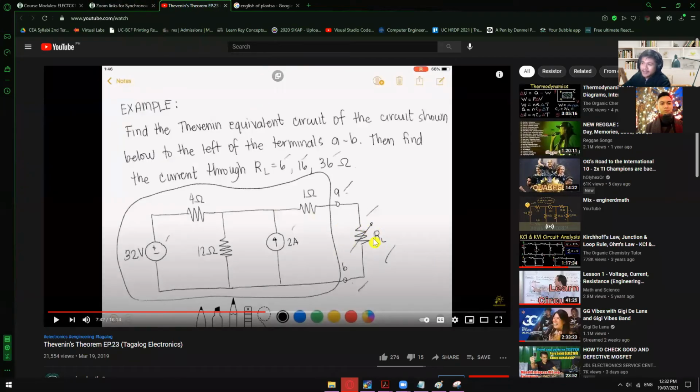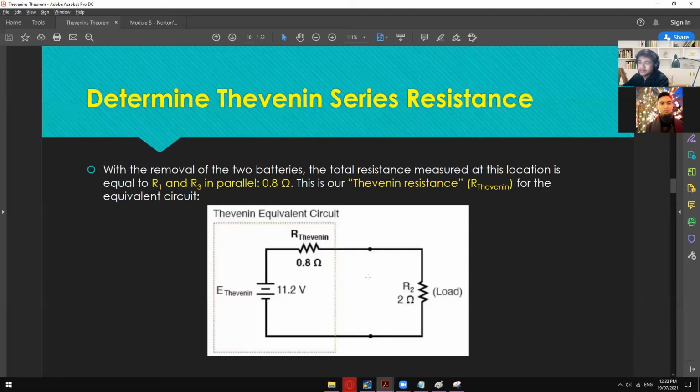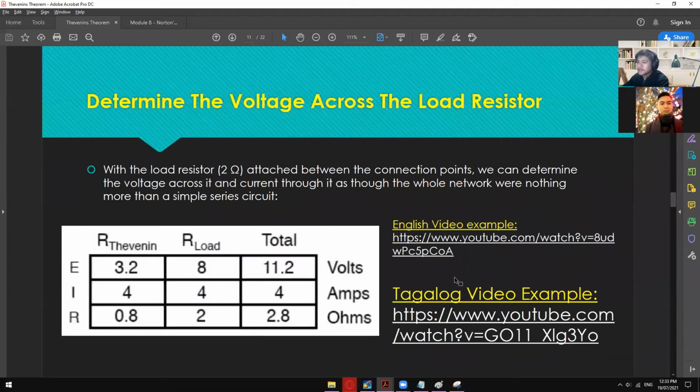So yeah, you could imagine this one as any appliances, and if you want to solve the current through this load resistance right here, or the appliances, you can apply Thevenin's theorem, as long as you know the circuitry or the resistance in your entire house. Well, anyway, just watch this one, and then I'll teach you how to solve this kind of circuit, because the one that I have in here is a super simple circuit. So are we clear with that one, guys?